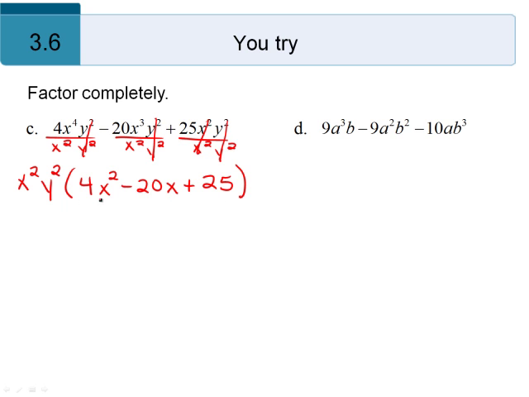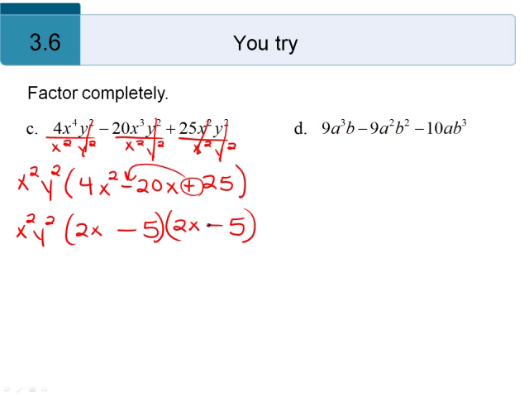Now, we've got a trinomial in there, so we want to look at that. We've already taken out the GCF, so remember your next step after greatest common factor is perfect squares. Well, 4x squared is a perfect square, and so is 25. So we bring down x squared, y squared, and this is the special factoring that we just did in section 3.5, okay? The square root of 4x squared is 2x and 2x, and then the square root of 25 is 5 and 5. And remember, if the last term is positive, you go to the middle. They both have to be negative.